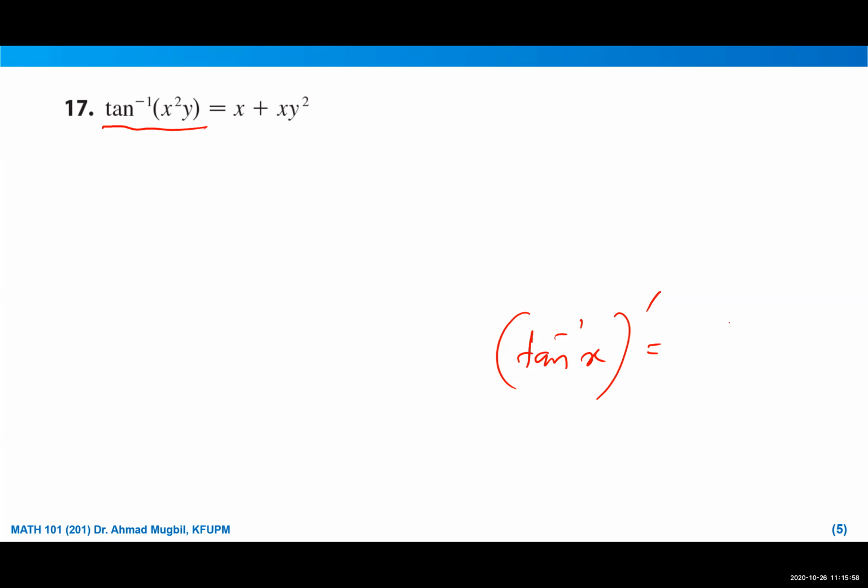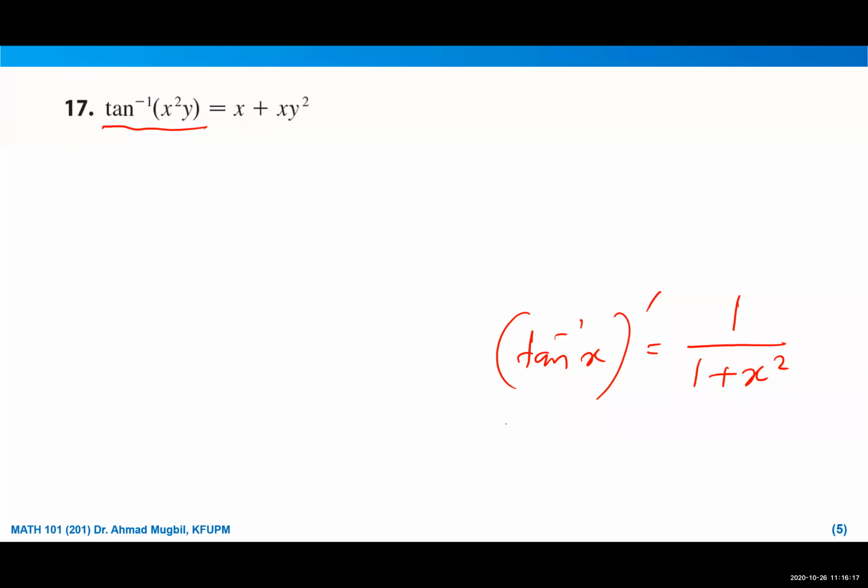Let me go to Sagar. Sagar, do you know what is the derivative of tan inverse of x? It will be 1 over 1 plus x squared. Yes, Shabab, please.